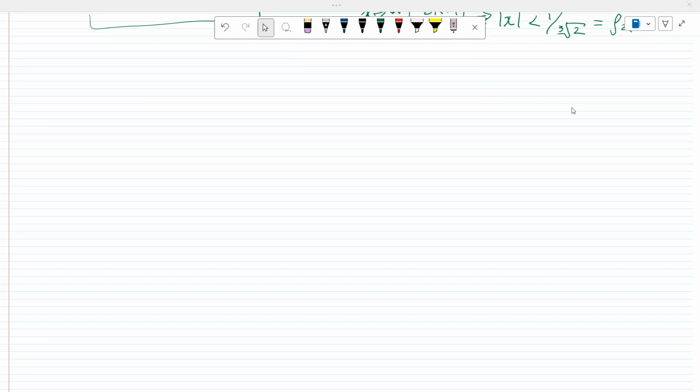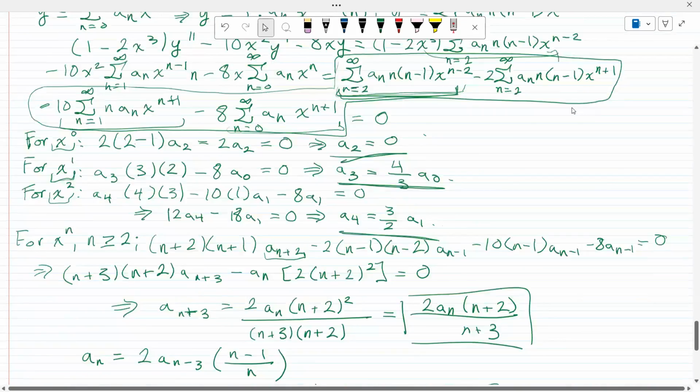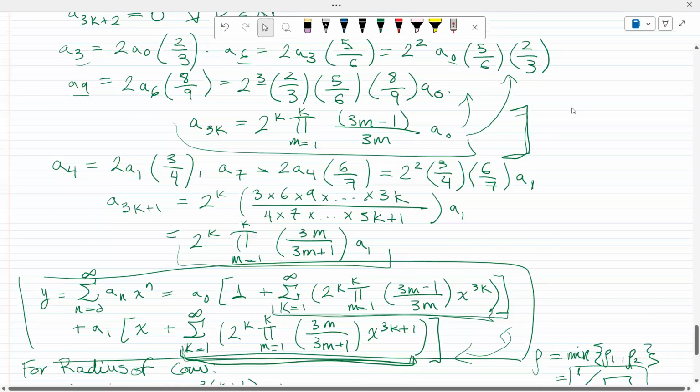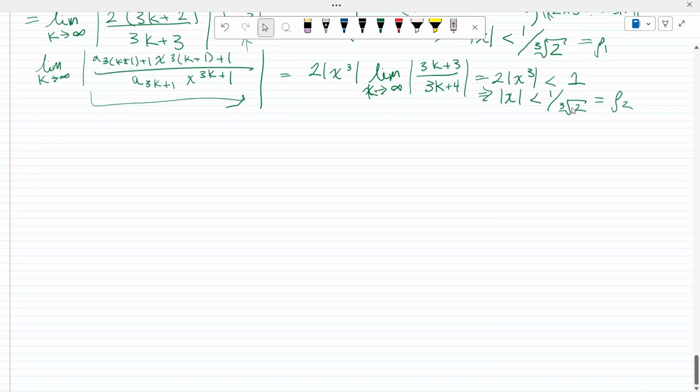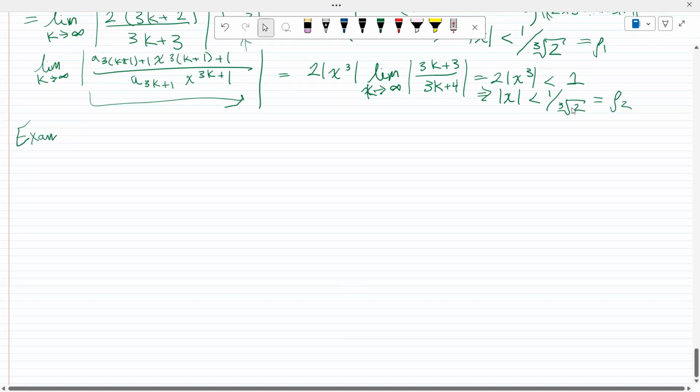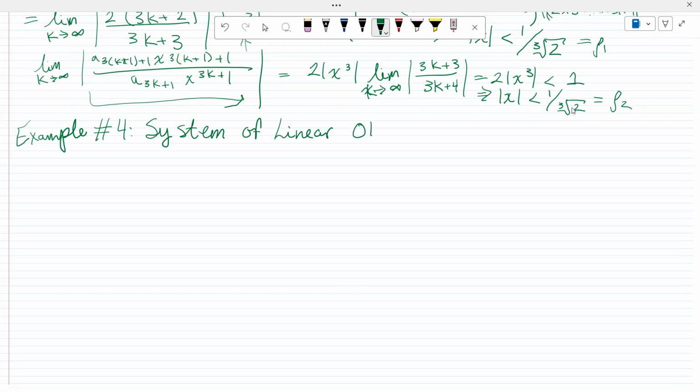So this was the long series solutions question. Now I'm going to move on to a system of linear ODEs question. Okay. So we have example number 4, system of linear ODEs.